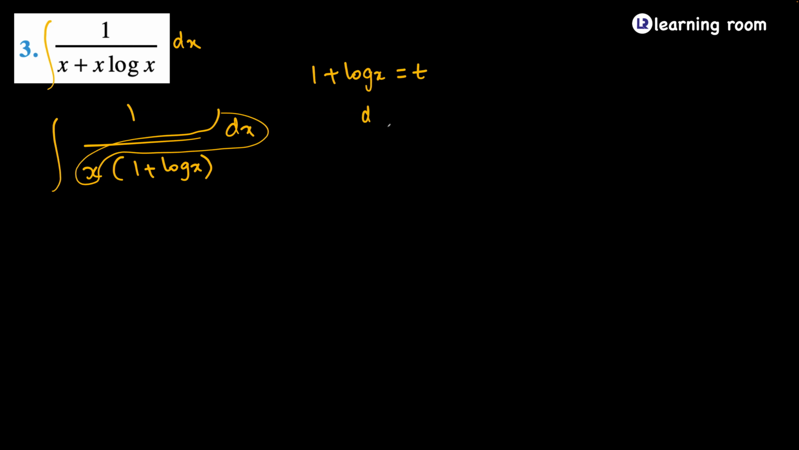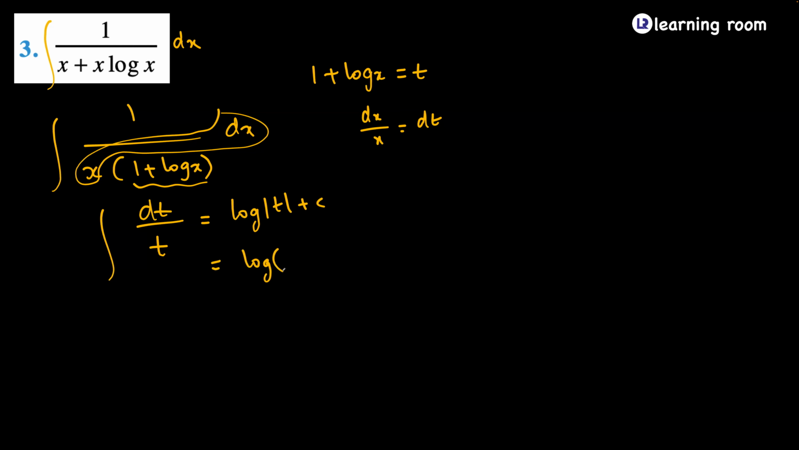So dx by x will be equal to dt. So dx by x has come out. It is dt. So integral of dt divided by 1 plus log x is t. So how much will the answer be? It will be log of mod t plus c. So it is going to be log of, what is t? 1 plus log x plus c. So you can take it as log of mod of 1 plus log x plus c or log c. That depends.